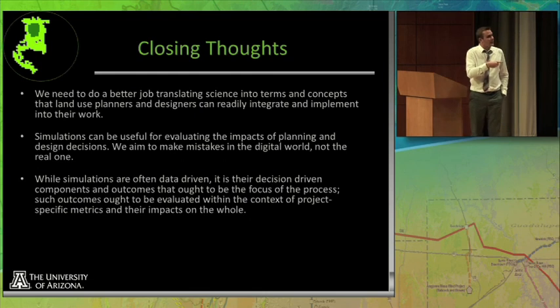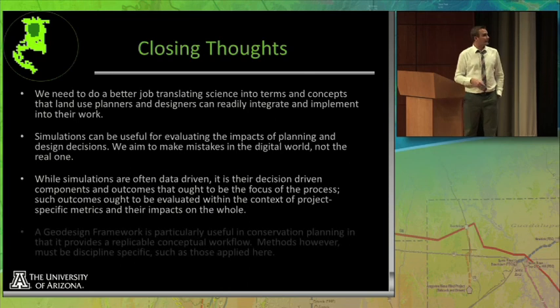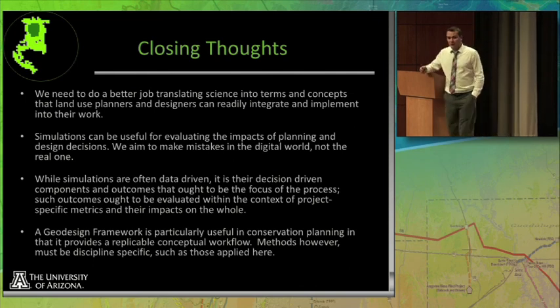Such outcomes then ought to be evaluated within the context of project-specific metrics and their impacts on the whole, perhaps this Bill of Rights that we've been talking about lately. That's very easy to compare to a set of metrics that we could develop here. And then finally, this geodesign framework that Carl and others talk about really fits very nicely into conservation planning in terms of providing a replicable conceptual workflow.